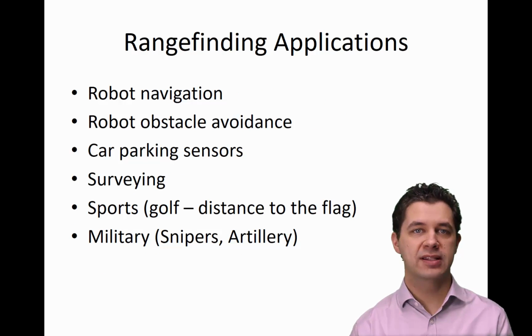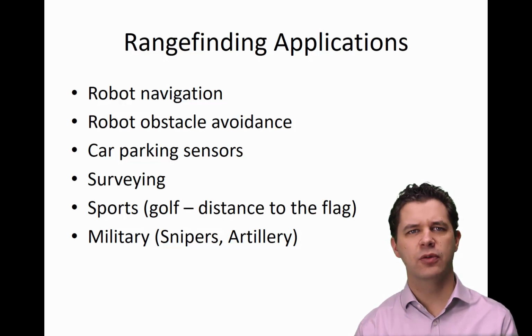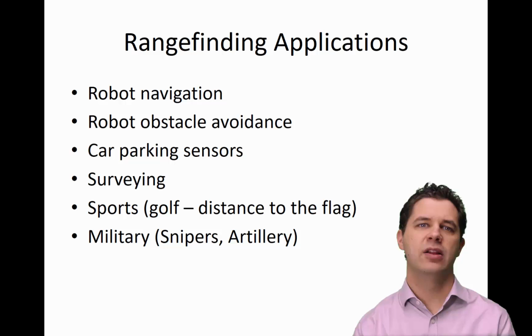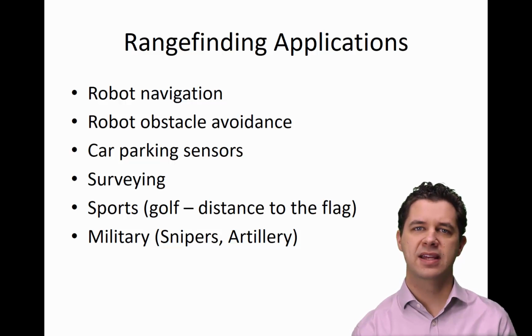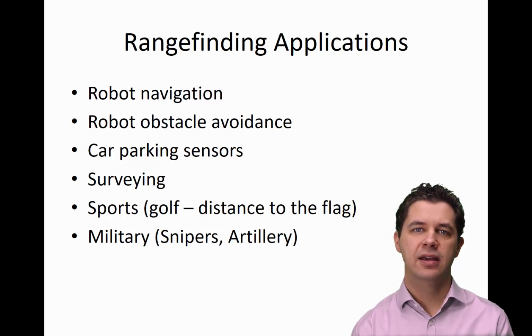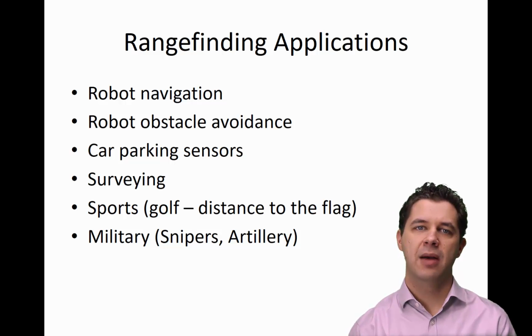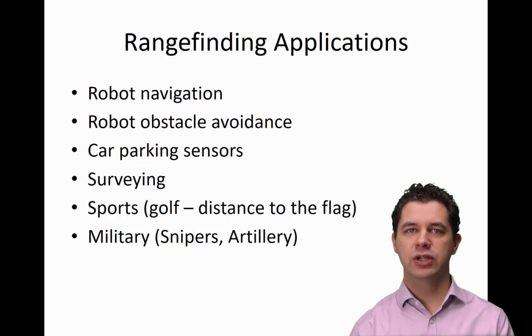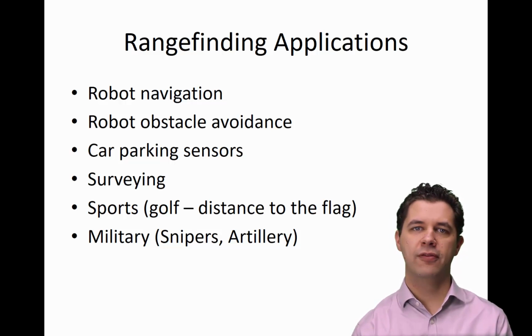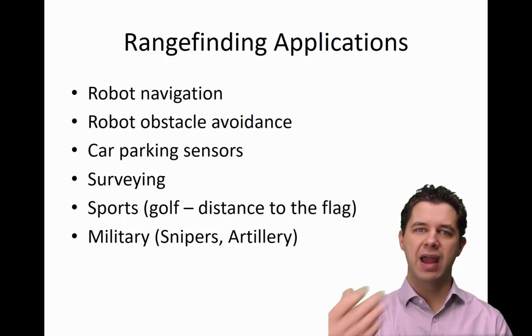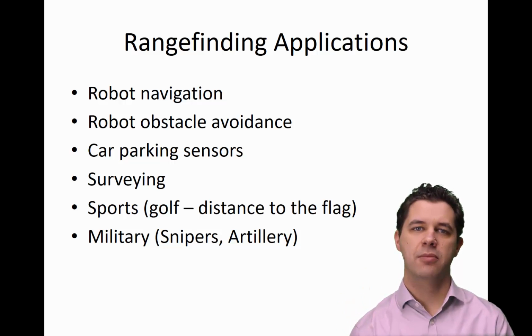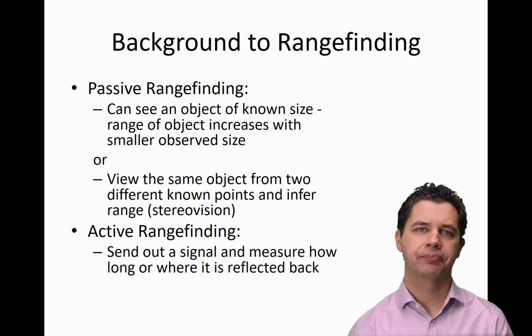And there's a whole bunch of different applications. Some of them are in robotics, things like robot navigation and obstacle avoidance, but some we see in everyday life as well. For example, car parking sensors and automatic car parking that we have these days. Surveying, where we're trying to work out distances to map out an area. Even in sports, in golf, we work out what the distance to the flag is. And in the military, for example, snipers and artillery often need to work out the range to a particular point that they're trying to target.